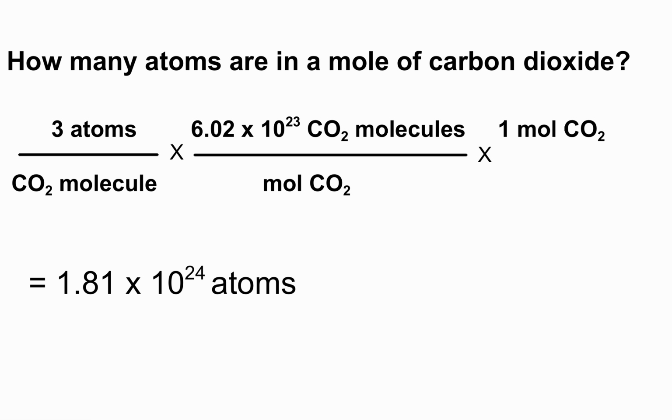Once we cancel out all the units, we find out that the grand total is 1.81 times 10 to the 24 atoms. We did that by canceling out CO2 molecules and CO2 molecules, mole of CO2, mole of CO2, and then it was just straight math.